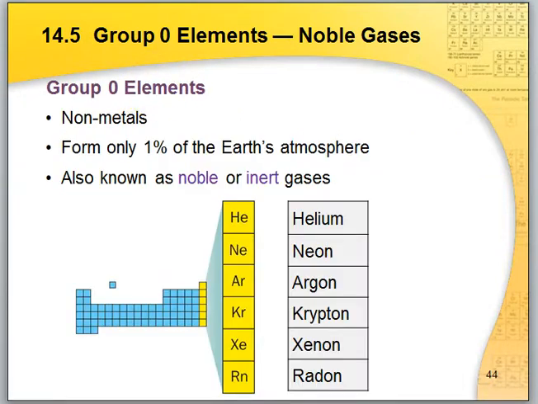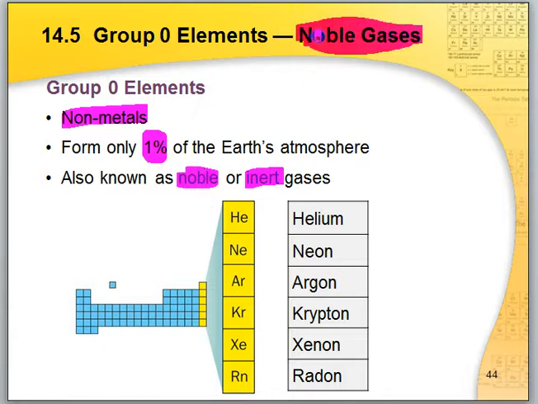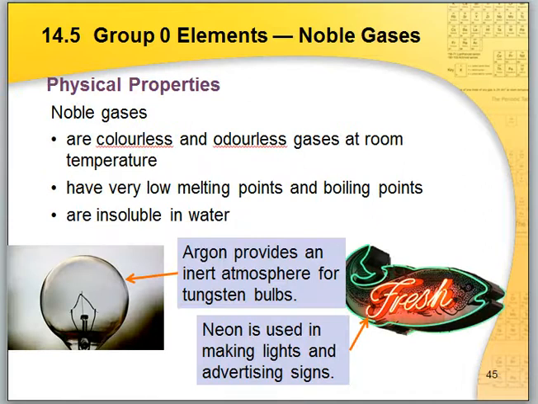Now, group 0 elements are known as your non-metals. They form only 1% of the Earth's atmosphere. And obviously they are known as inert gases or noble gases. So from the name, noble gas, it's so noble that they do not want to react or marry with any other elements. So lame. Now, what is the thing about noble gases?